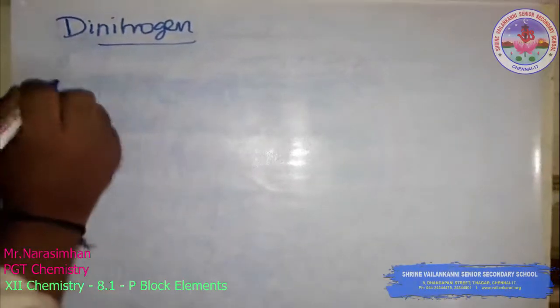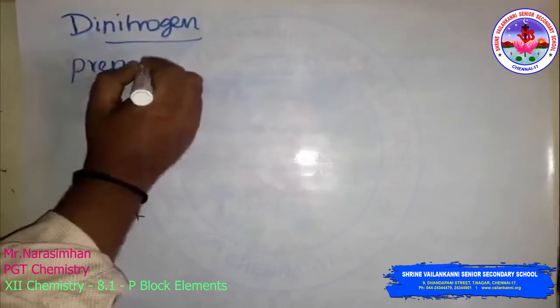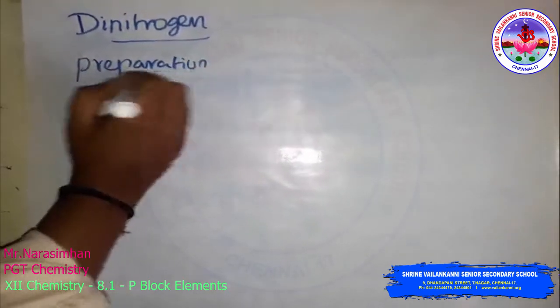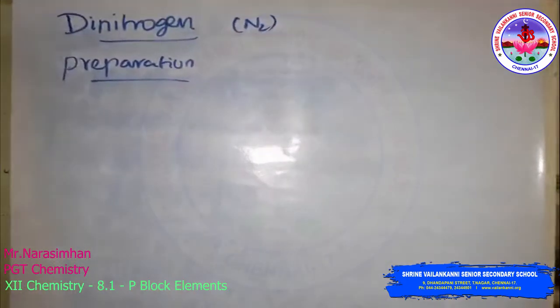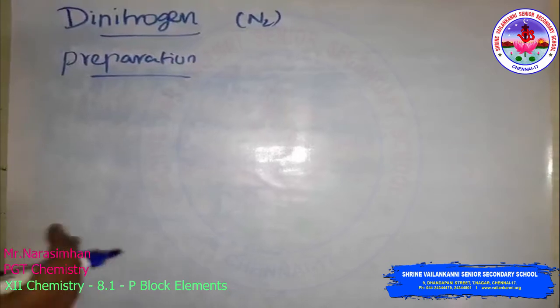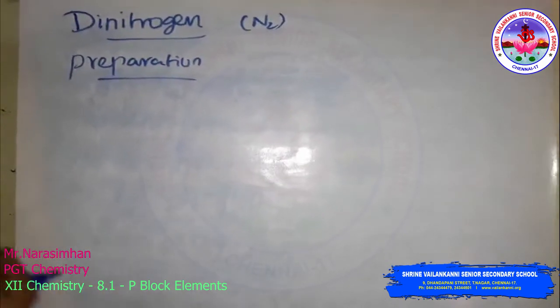Dinitrogen. The next topic is dinitrogen, the preparation of dinitrogen. How will you prepare dinitrogen? Dinitrogen means N2. Usually dinitrogen is produced commercially by the liquefaction and fractional distillation of air.